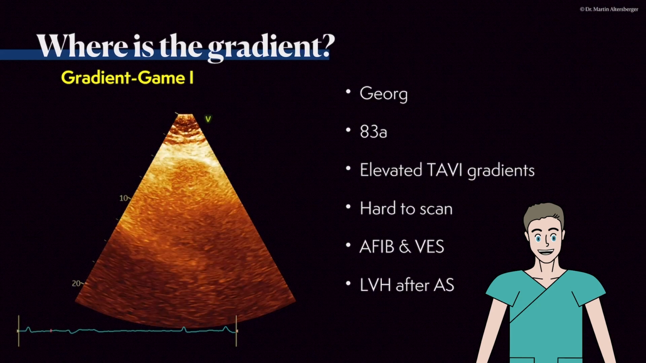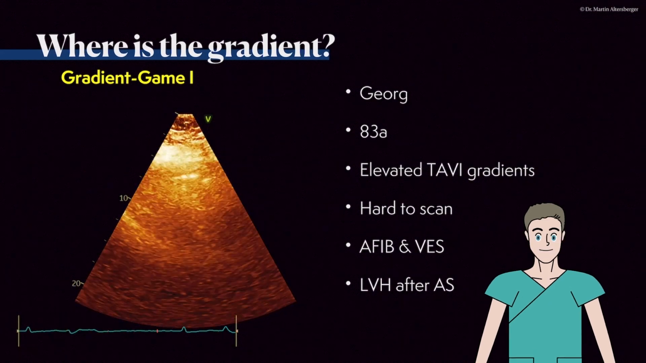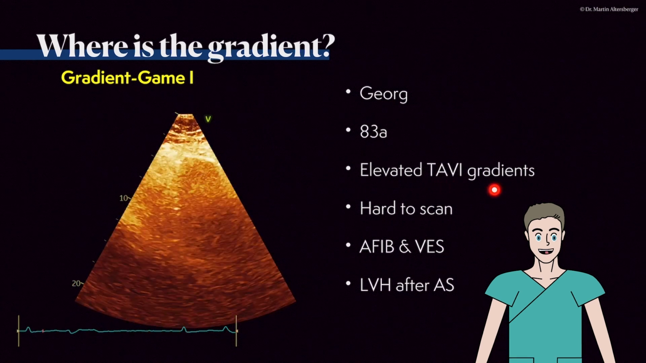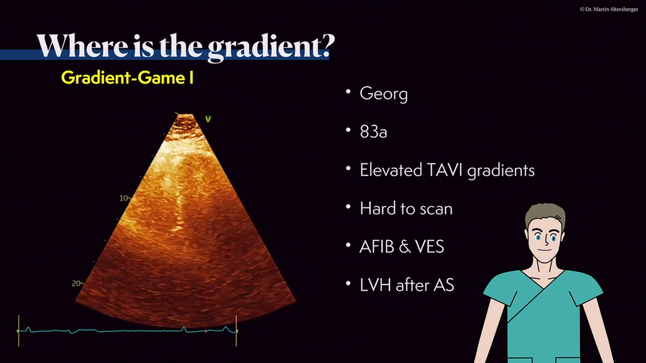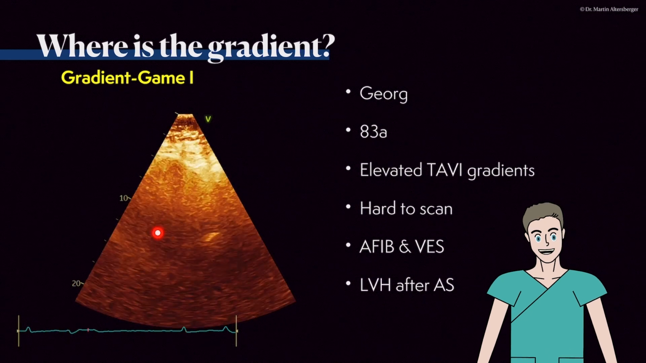Now we play a gradient game. We have this patient, George. He's now 83 years old. He has an elevation of his TAVI gradient, so he received a valve. He had aortic stenosis. You can see, really bad image quality.